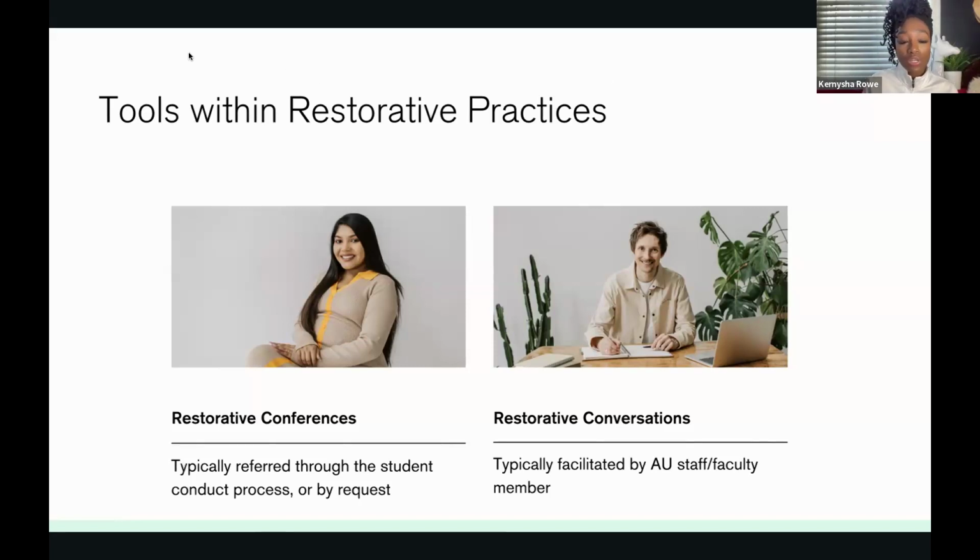We also have restorative conversations that are a little more fluid and more informal. So sometimes it's just a matter of unpacking the situation one-on-one with someone, rather than having more of a conference between two or more parties. Both of these modalities are things that we offer within our office, and we can support any individual with.